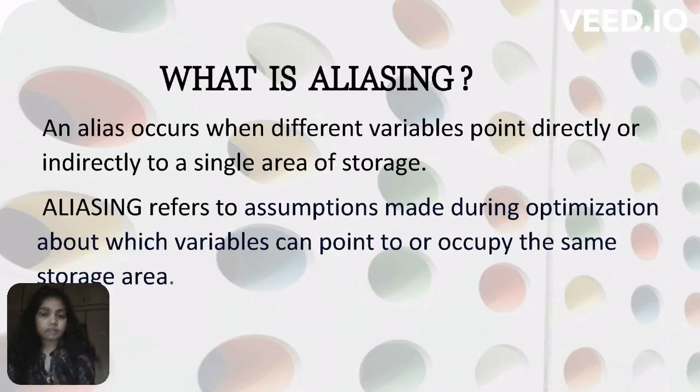What is aliasing? An alias occurs when different variables point directly or indirectly to a single area of storage. Aliasing refers to the assumption made during optimization about which variables can point to or occupy the same storage area.